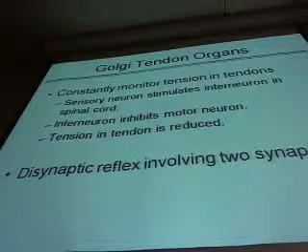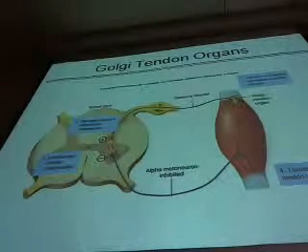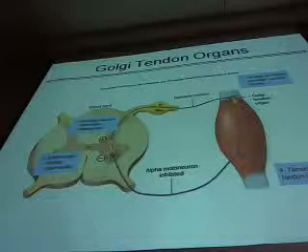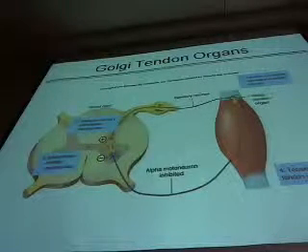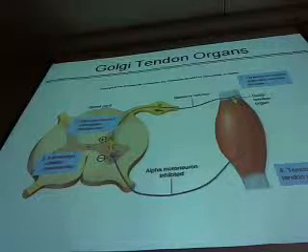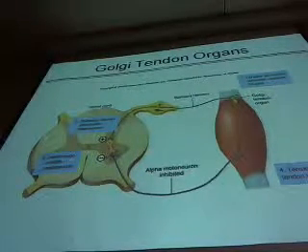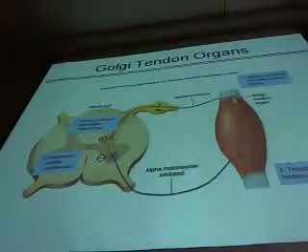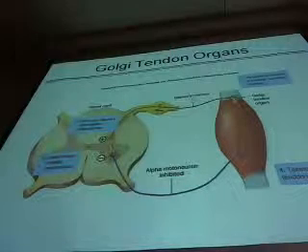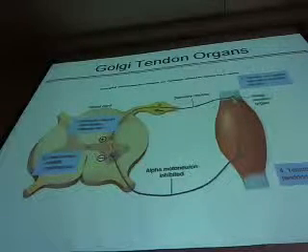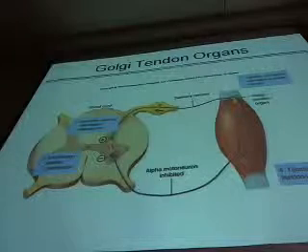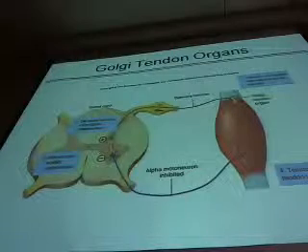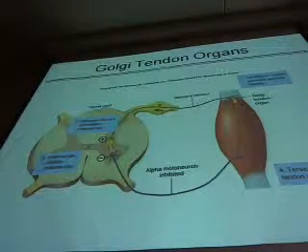Disynaptic involves more than one synapse. This is your Golgi tendon. Tension on the tendon activates the sensory neuron. Tension, again, is tapping it with the rubber hammer. The sensory neuron stimulates an interneuron. The interneuron stimulates a motor neuron. The interneuron inhibits a motor neuron, and the tension is again reduced. Hang on, let me look at this for a second.